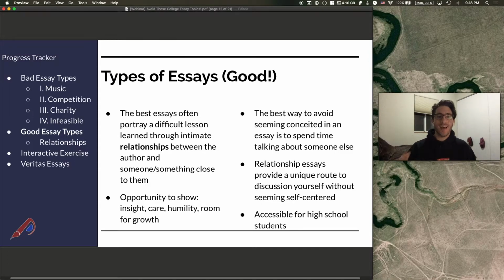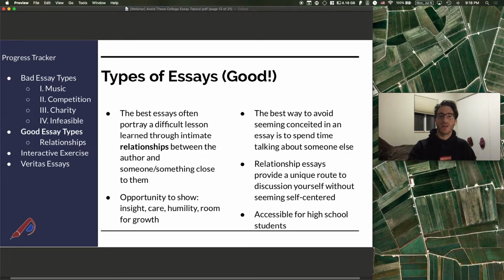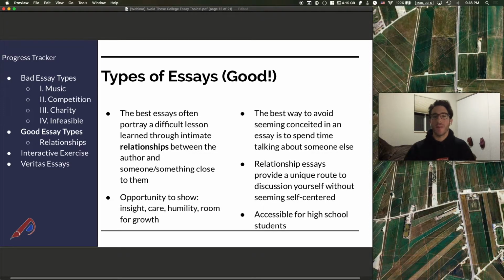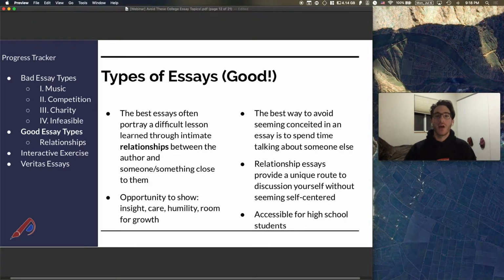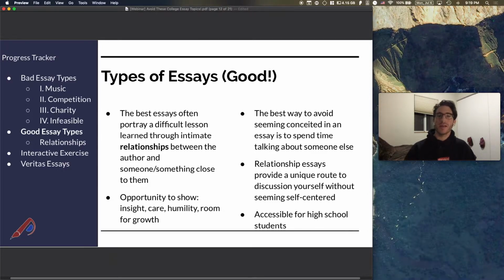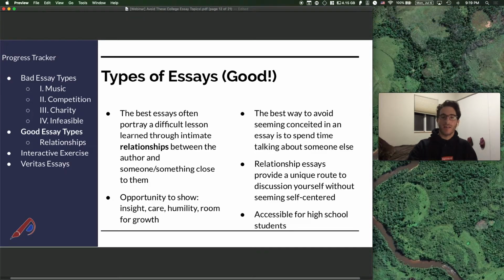Typically, the best essays are portrayals of difficult lessons learned through intimate relationships between the author and someone close to them, most often a family member, a very close friend, or a mentor. These essays provide the student with an opportunity to illustrate authenticity, care for others, humility in action, and their personal values. But primarily, relationships are great fodder for essays for the following three reasons.